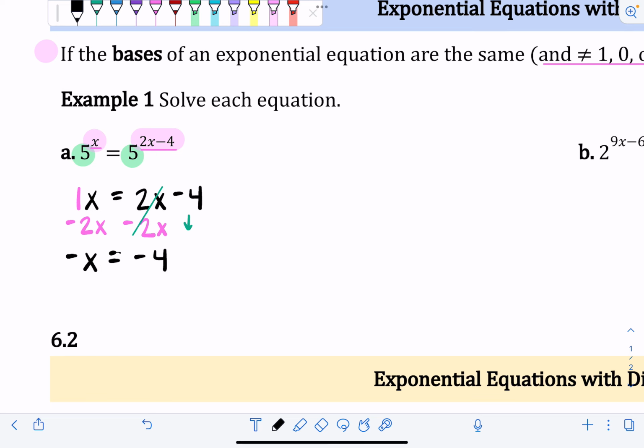When we're solving for x, we just want a positive x. We want the coefficient to be +1. So in order to change the -x to a positive x, we would either multiply or divide both sides by -1. The -x divided by -1 turns into a positive x, and -4 divided by -1 turns into +4. So it'd be x equals 4.